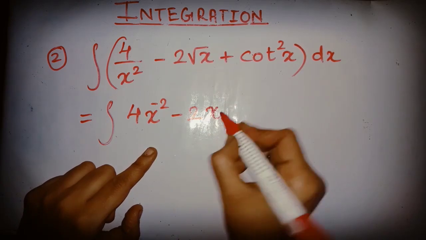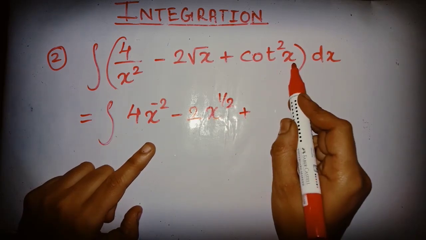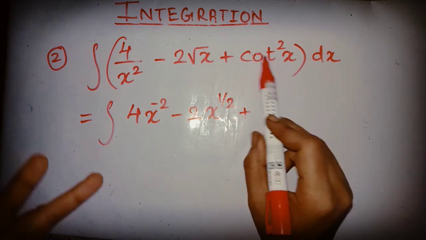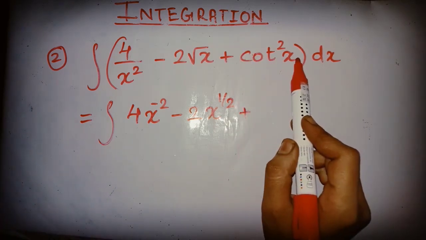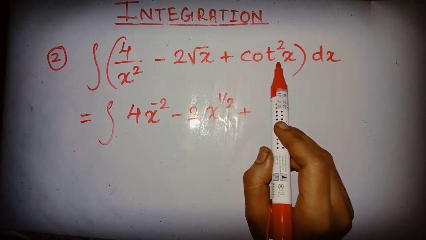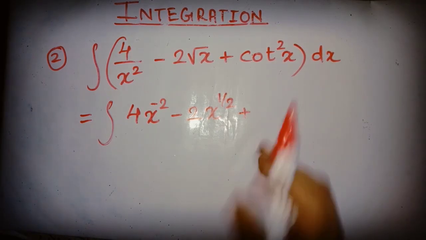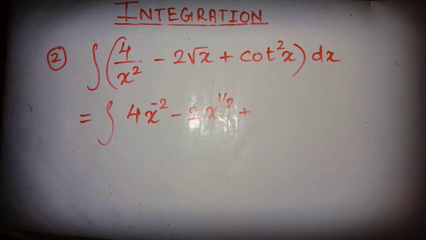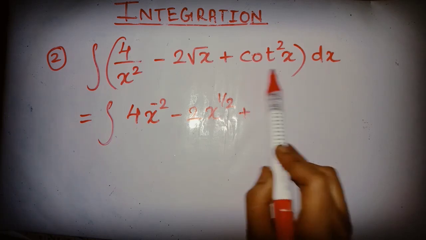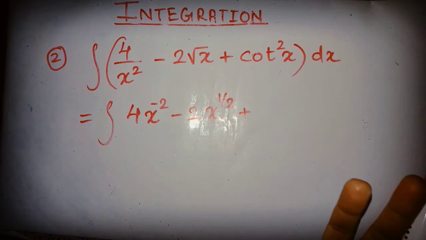How do you write root of x? x raised to half, plus cot square x. Now we don't know the integral of cot square x, we have not found it out, right? So we have to use our trigonometric knowledge, the identities which we have learned in 10th standard, to convert this cot square x into something of which we know the integral.